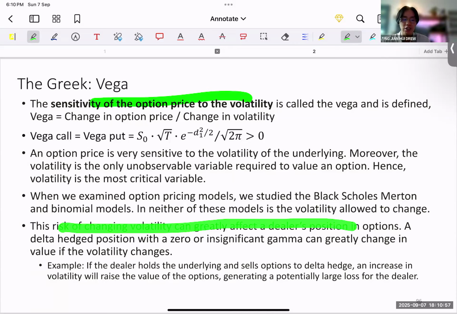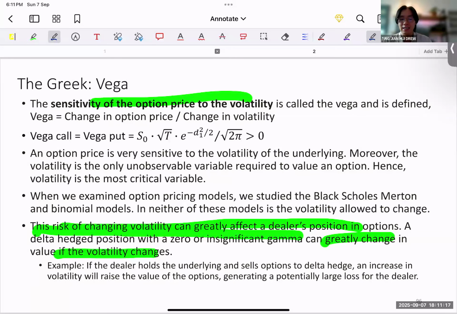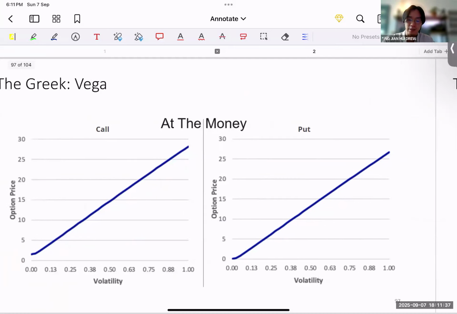So a comment here: a change in volatility greatly changes the dealer's position. A delta hedge position with zero or insignificant gamma can change greatly with a change in volatility. Like I mentioned in the physical lecture as well, generally these formulas are not too important, just for you to know what they are. You are not really required to know how to use a formula in questions. As you can see here, for both the call and put, volatility is positive for the price of the options.